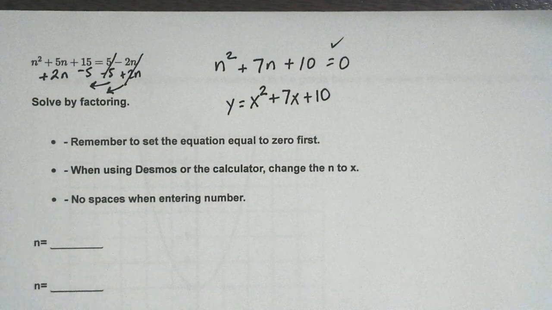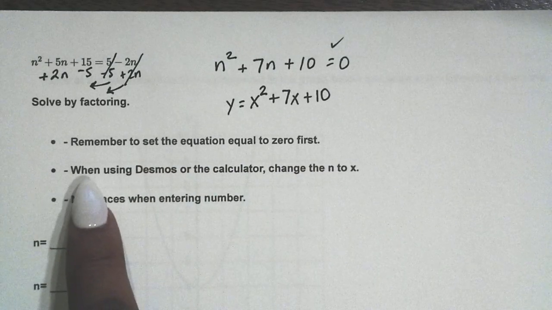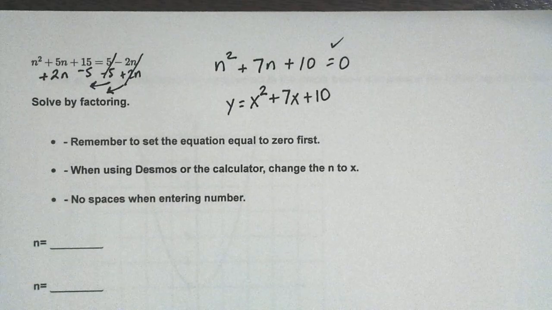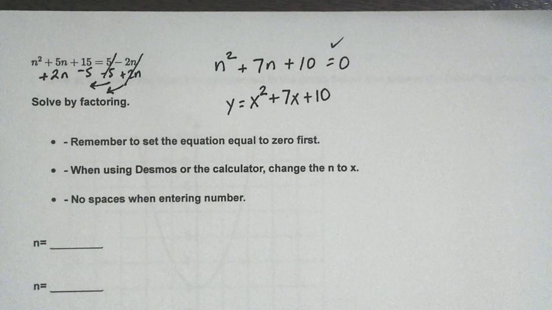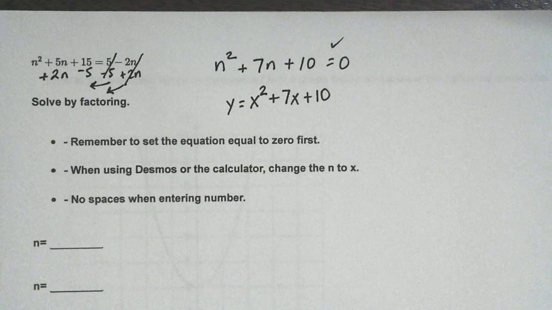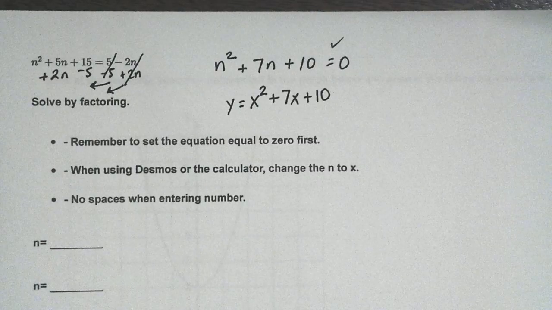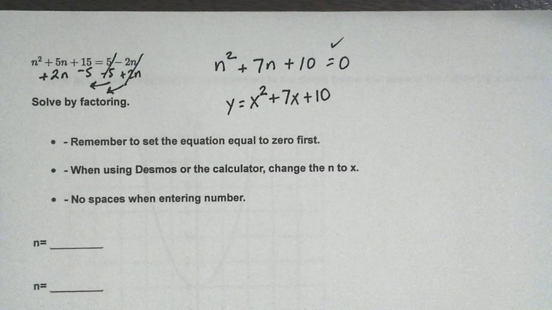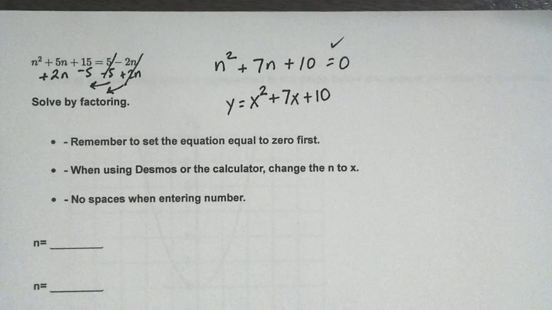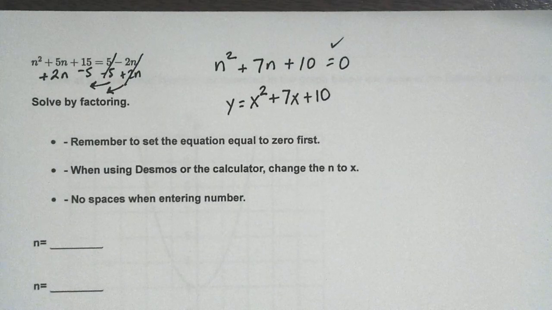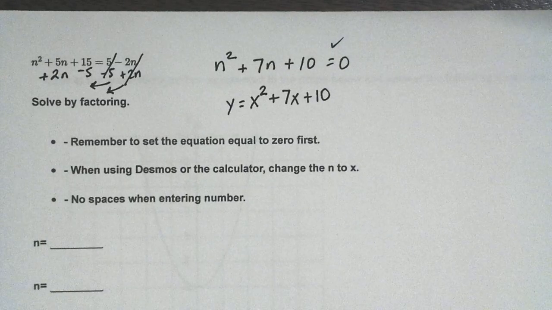And it says, remember, to set the equation equal to 0 first, did that by adding and subtracting. Go ahead and use Desmos or your calculator. I showed you both ways on how to do that. We're going to put y equals x squared plus 7x plus 10 into Desmos. And again, it's easier to work with Desmos. It's also a free tool that you have at your house in case you don't have a calculator.